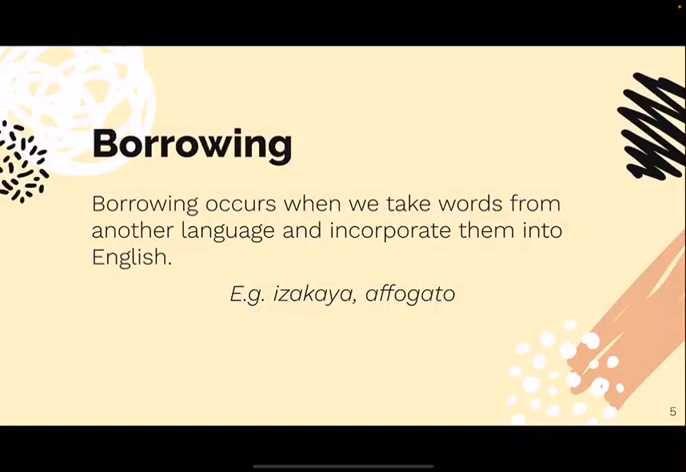Borrowing occurs when we take words from other languages and incorporate them into English. So for example, izakaya, which is a Japanese word, and affogato, which is from Italian.